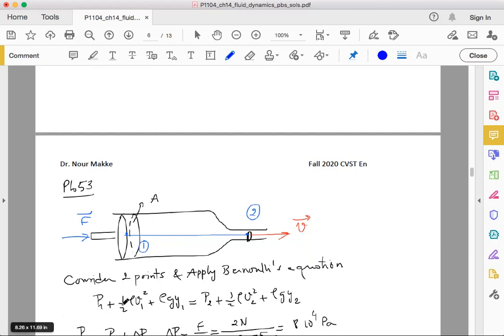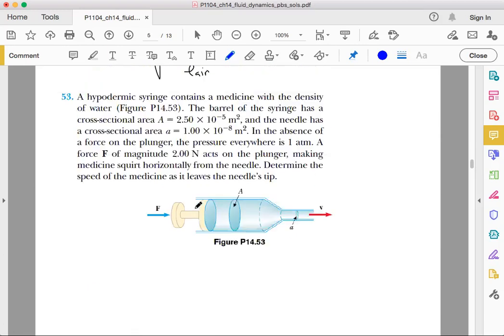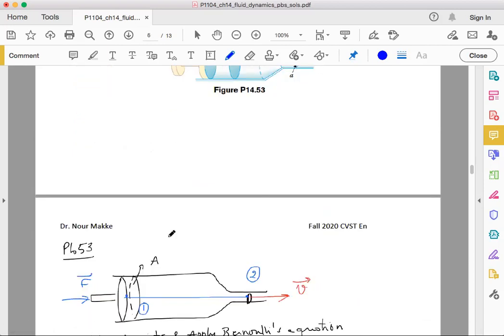So we end up with P1 plus half rho V1 squared plus rho times g times Y1 equals P2 plus half rho V2 squared plus rho times g times Y2. Now, how much is the pressure at point 1? Well, we said that before applying any force on the plunger, in the absence of a force on the plunger, the pressure everywhere is 1 atmosphere. So the pressure at point 1 is simply given by P atmosphere, P node, plus delta P, which is what is added to this pressure because there is a force.